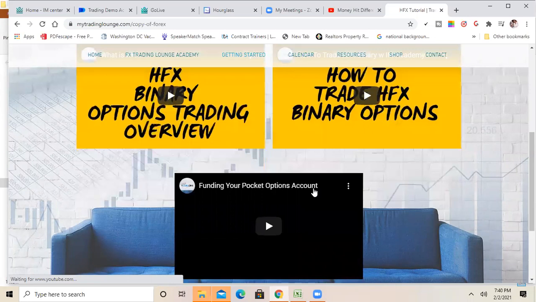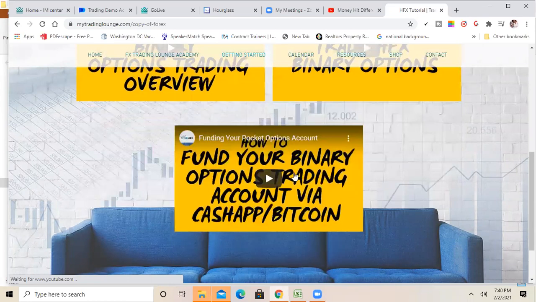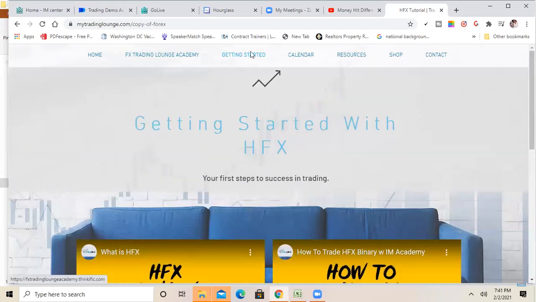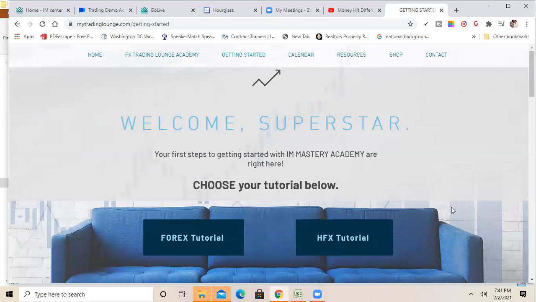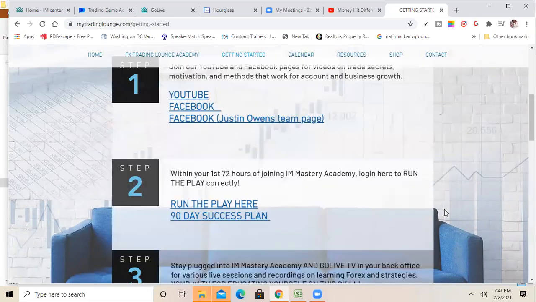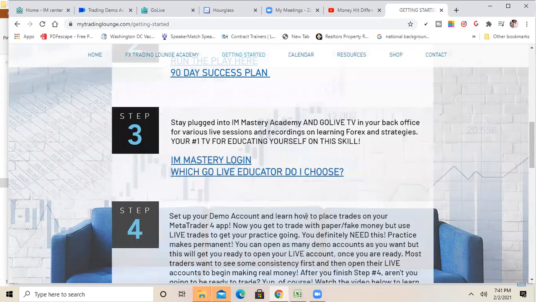Also, how to fund your account is on here, so you've got all that already in there. To back up, let's go back to the getting started page. What I just uploaded today, Melissa, was under one of the steps here, step number 3: which Go Live educator do I choose? There you go. That's going to help you in all areas.